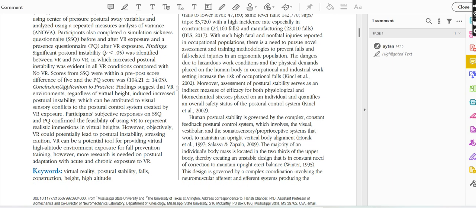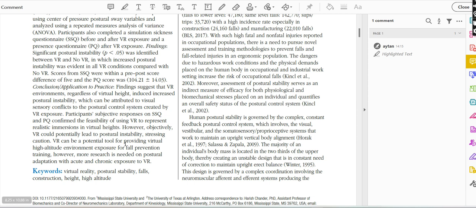Conclusion/application to practice: findings suggest that VR environments, regardless of virtual height, induced increased postural instability, which can be attributed to visual sensory conflicts to the postural control system created by VR exposure. Participants' subjective responses on SSQ and PQ confirmed the feasibility of using VR to represent realistic immersions in virtual heights. However, objectively, VR could potentially lead to postural instability, stressing caution.